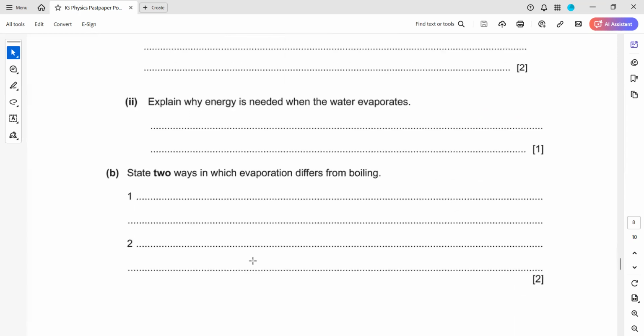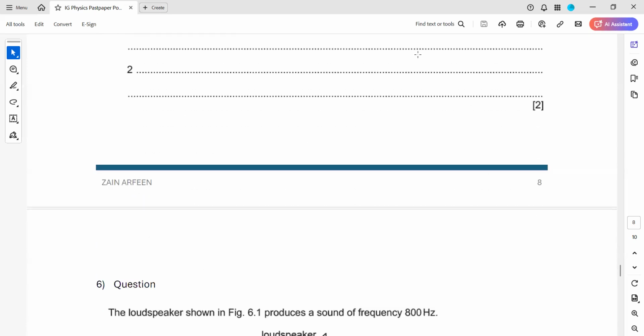Two ways evaporation differs from boiling. Evaporation, no bubbles form. It happens at the surface. It is slower than boiling, a slow process. Whereas in boiling, bubbles will form. It happens throughout the liquid. Boiling occurs at a fixed temperature, whereas evaporation occurs at a range of temperatures.